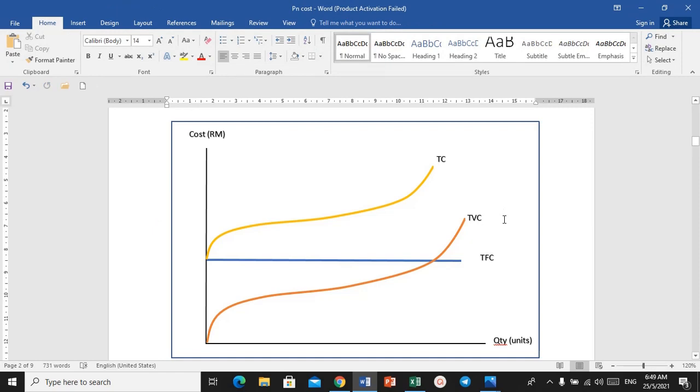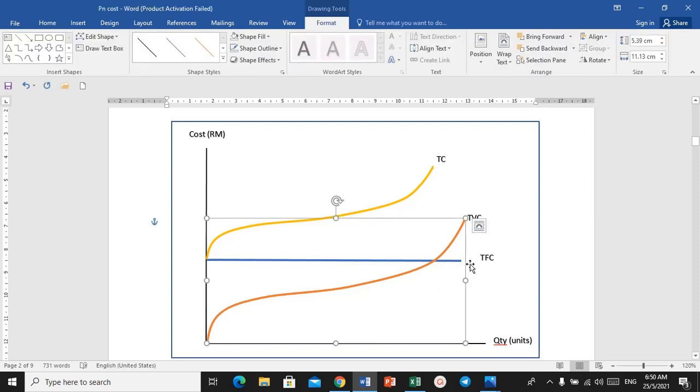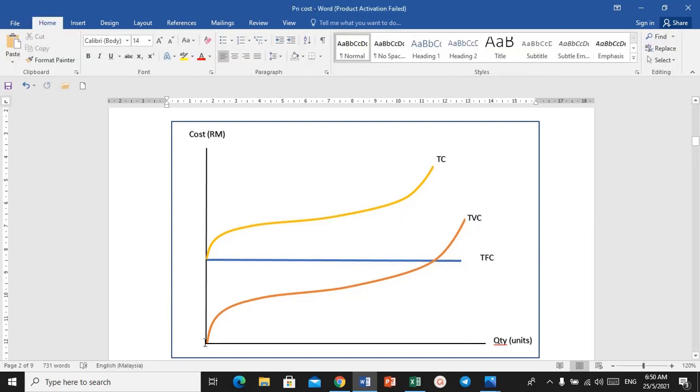Your total variable cost should have the same pattern as your total cost. You can see here we are having the same pattern as what we have for the total cost. Then you must make sure that your total variable cost starts at the intersection of these two axes. This is going to be the starting point of your total variable cost.